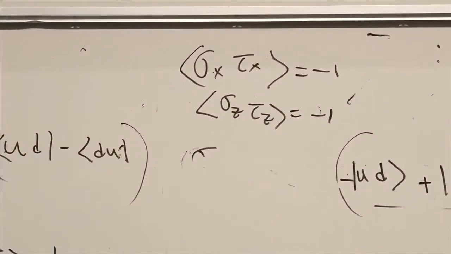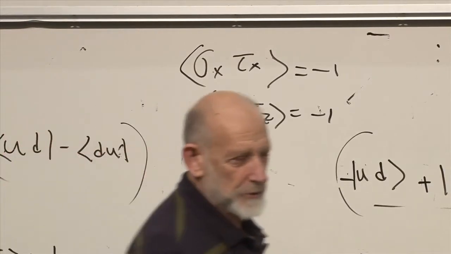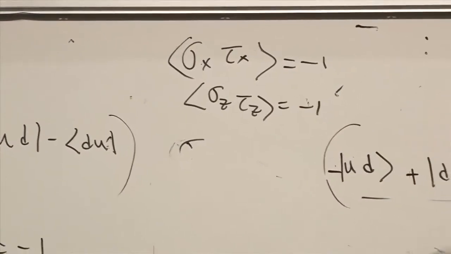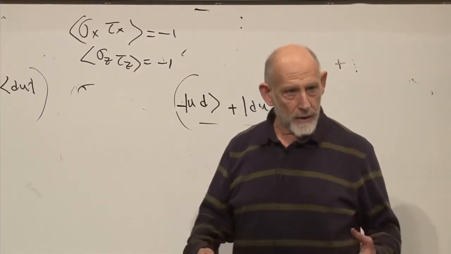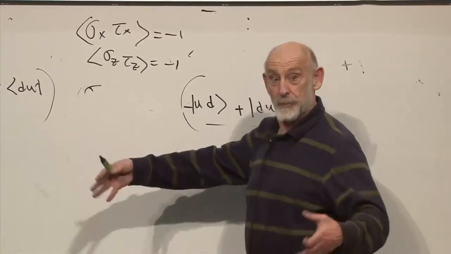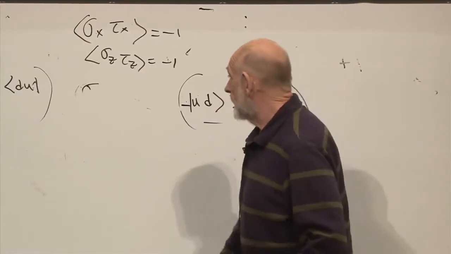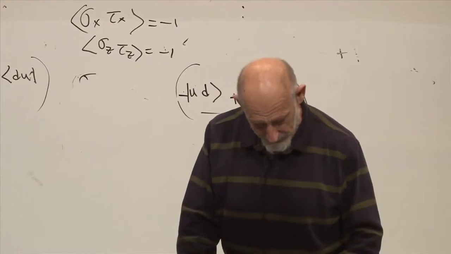And what would you guess about sigma y tau y? Well, there's nothing special about the y-axis, same thing. Also has an expectation value equal to minus 1. So, all right, this, again, is telling you very clearly this can't be a product state. For a product state, the expectation value of a product like this would just be the product of expectation values. And that's not what's going on here. So this is a highly entangled state, about as entangled as you can get.